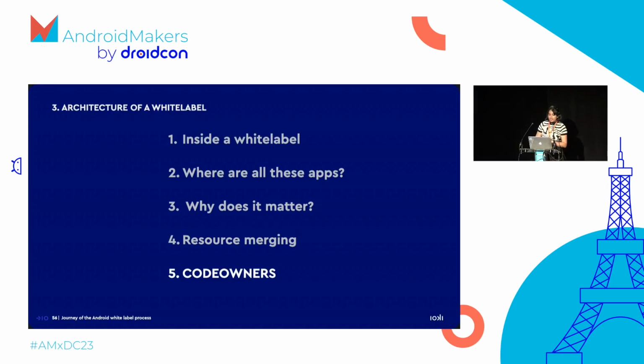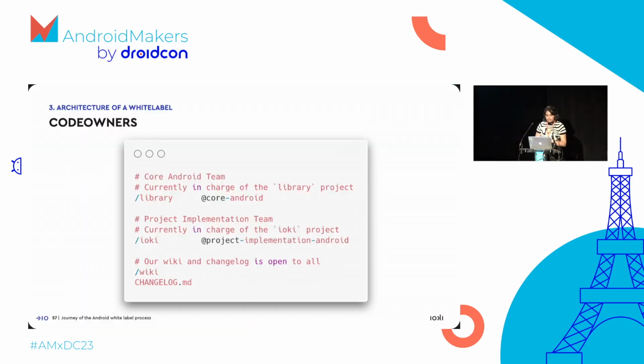Now, code owners. This is something that we've started using recently, and it's been great. Here we can specify which teams or developers are in charge of certain types of code. In this, file order is important. So first we say our library, which is our core app, all of our modules and resources where we have our features, our libraries, our domain, all of this, the core team is in charge of. And then we say the ioki, which is our white label apps, will go to the project implementation team.